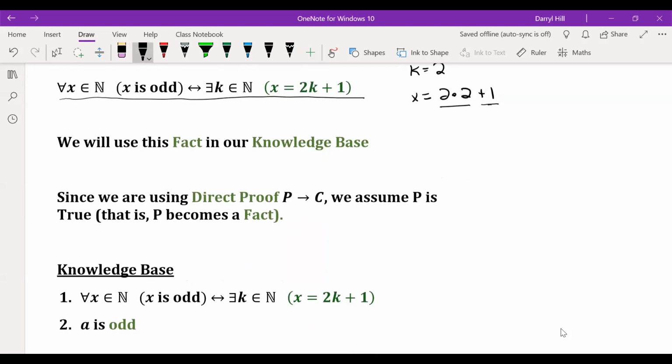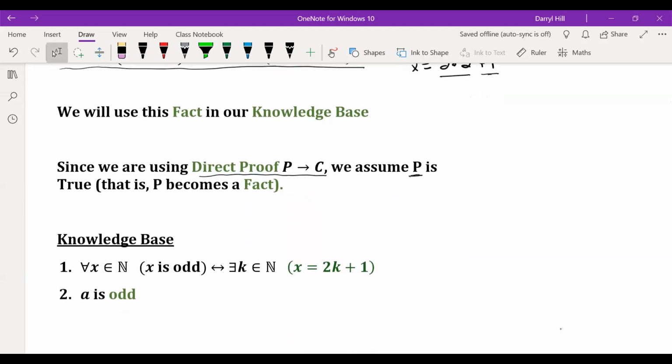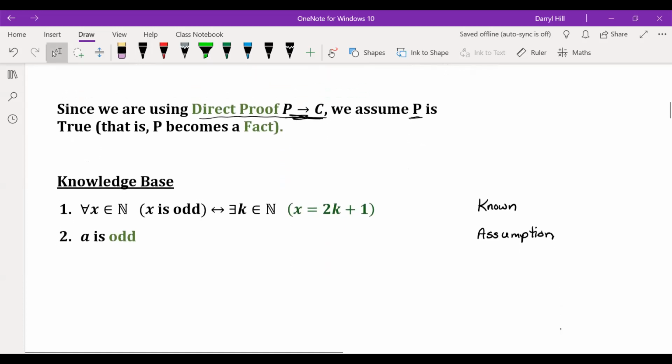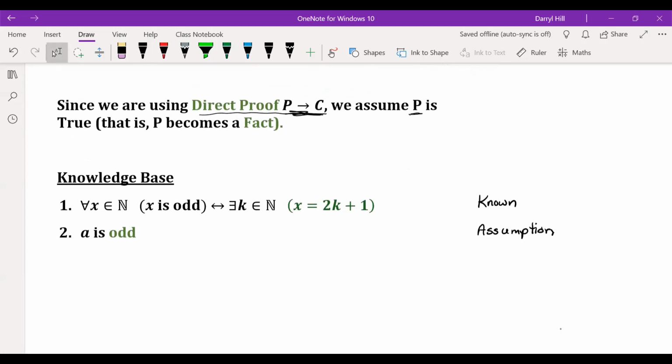And since we're using a direct proof, P implies C, we're going to assume that the antecedent is true. So P also becomes a fact, something that is known, and a is odd is our assumption. Because if a is odd was not true, then our implication would be true vacuously. If we look at the truth table for P implies C, when P is false, it always evaluates to true. So in order for our argument to make any sense, we assume that a is odd.